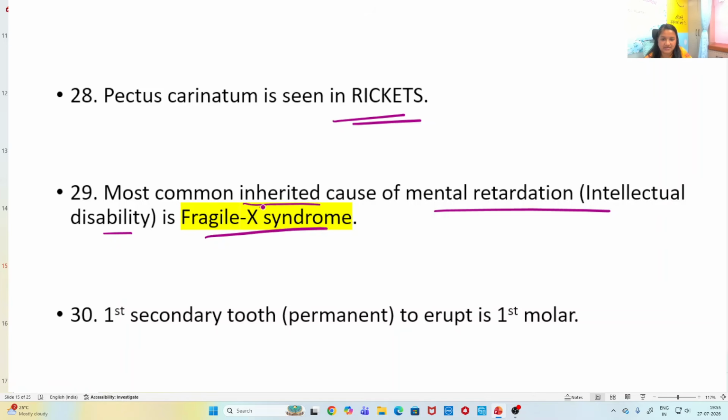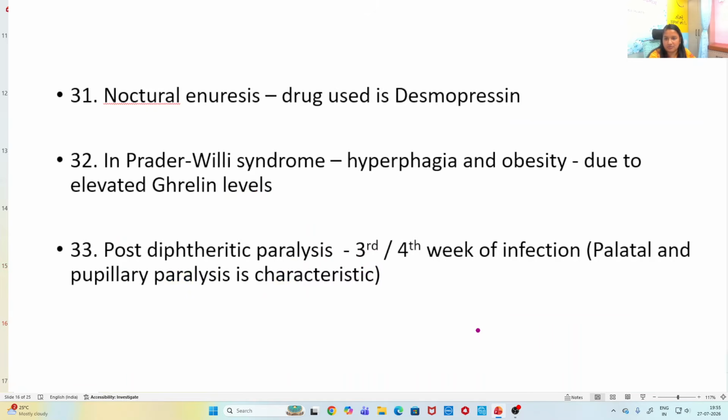Most common inherited cause is Fragile X syndrome. First secondary or permanent tooth to erupt is the first molar. First permanent tooth to erupt is first molar.